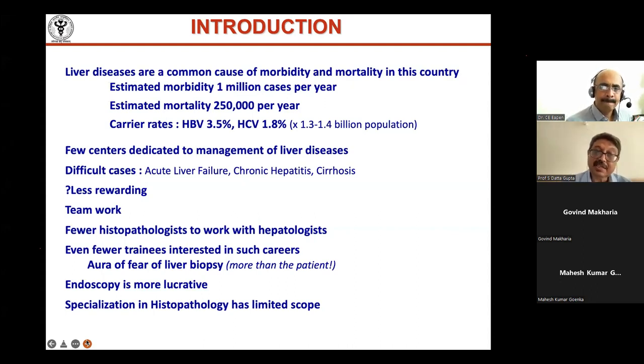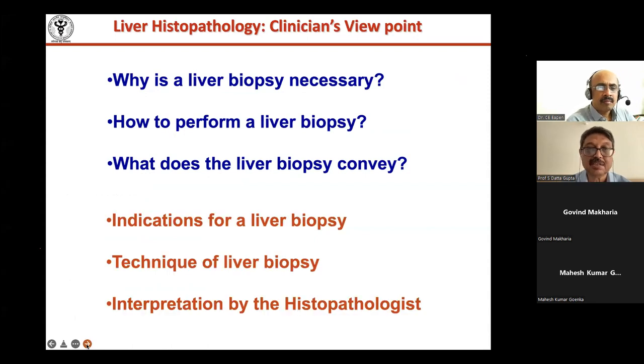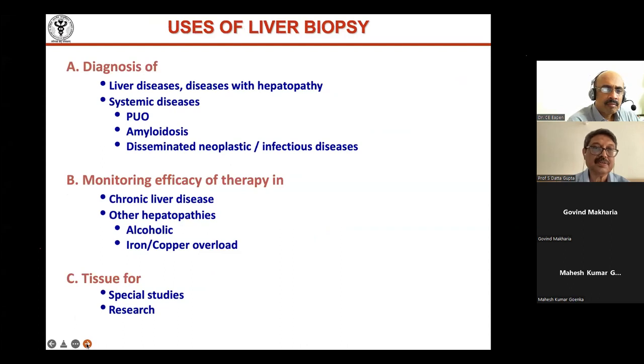With this, there's a fear of liver biopsy, both in the clinician, often more than in the patient, as Dr. Eapen rightly pointed out. There are many things associated with this, and there's very limited specialization in histopathology of the liver. So it's very important that you know why the liver biopsy is necessary, how it's performed, and what it conveys. So we'll go to the indications, technique, interpretation.